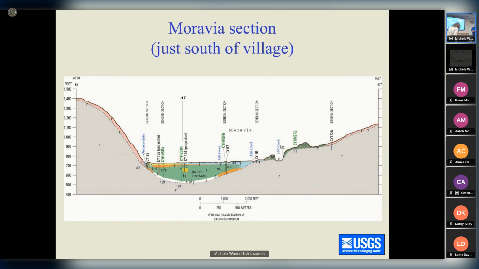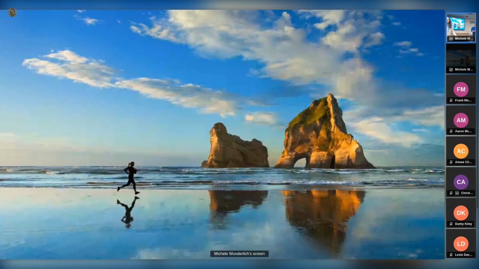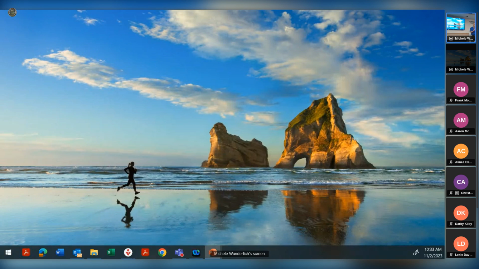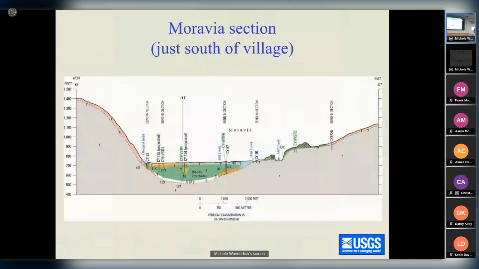Typically, groundwater wants to flow towards the creek, and in this case, where you're withdrawing water near a stream, you can reverse groundwater flow, and groundwater will flow from the creek into the aquifer. So that's another, and that Moravia supply, I think it's the most productive of the supply wells that I've seen in the Owasco Inlet, hundreds of gallons a minute.